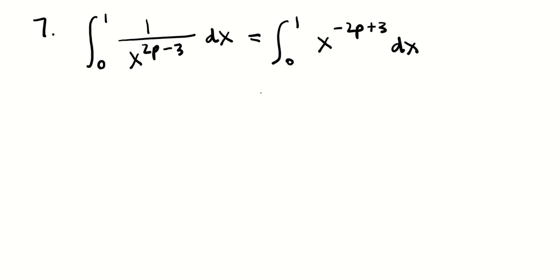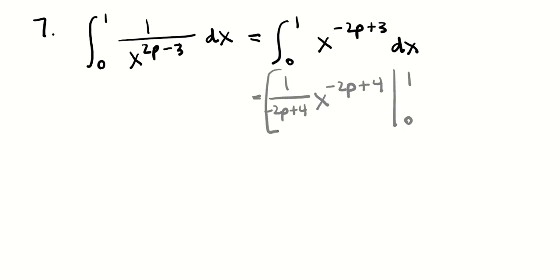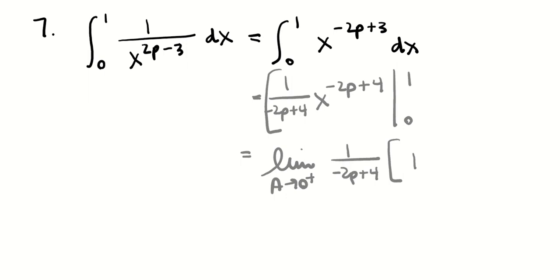Okay. I'm going to anti-differentiate. Add 1 to the power, divide by the new power. Okay. And then so that's going to equal limit as the lower bound a approaches 0 from the positive side of 1 over negative 2p plus 4. I'm going to factor that out, just make it a little easier. 1 to the negative 2p plus 4 minus a to the negative 2p plus 4.